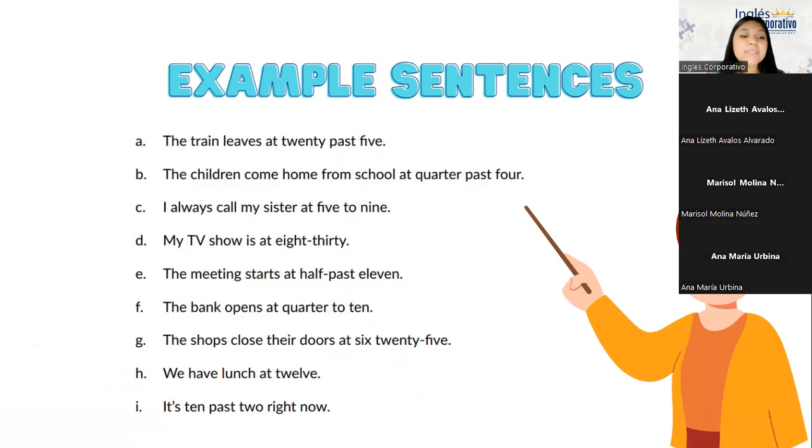Letter I. It's 10 past 2 right now. ¿Qué hora es? 10 pasada a las 2 ahora mismo. ¿Y entonces qué hora es en inglés? Las 10 y 10. No, 10 past 2. Las 2 y 10. No. In English, en inglés. Two ten.